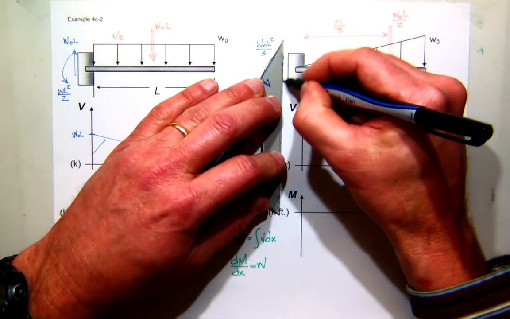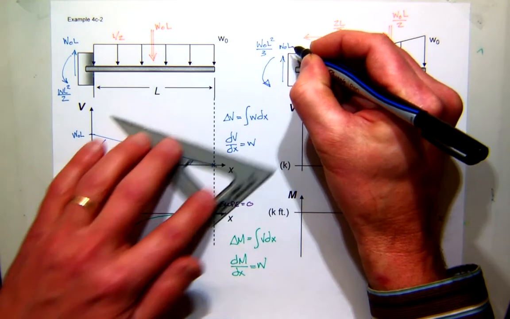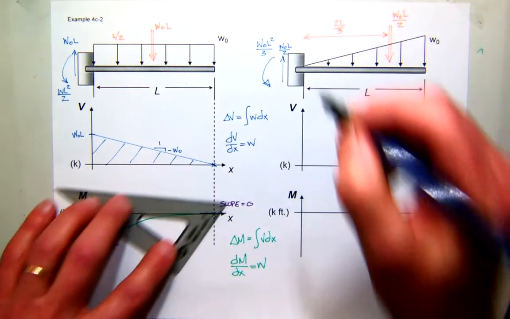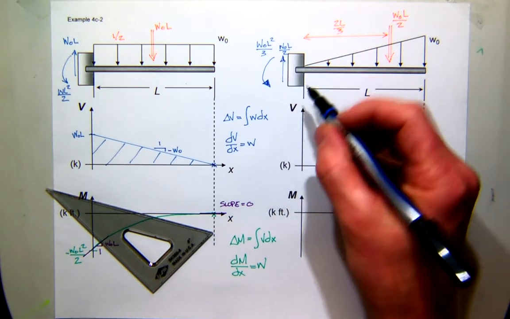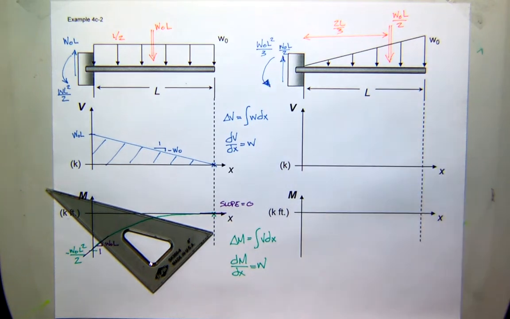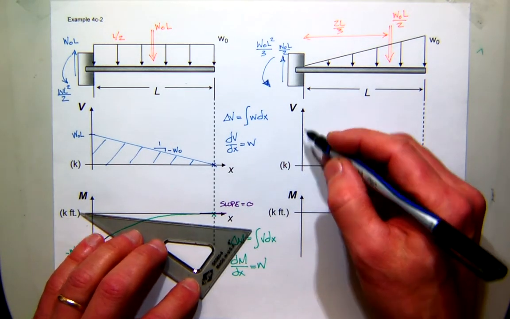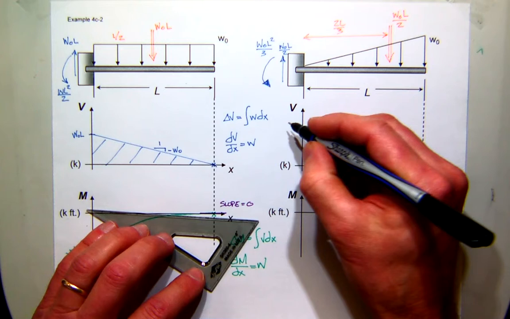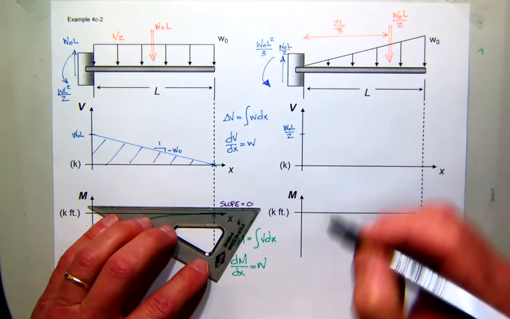And that my shear force is just that, W naught L over 2. So I know my starting moment. I know my starting shear. My shear is positive. My bending moment is negative. So let's start and build our shear diagram. So starting at the shear, what's the shear on the left side? Looks like it's positive W naught L over 2.